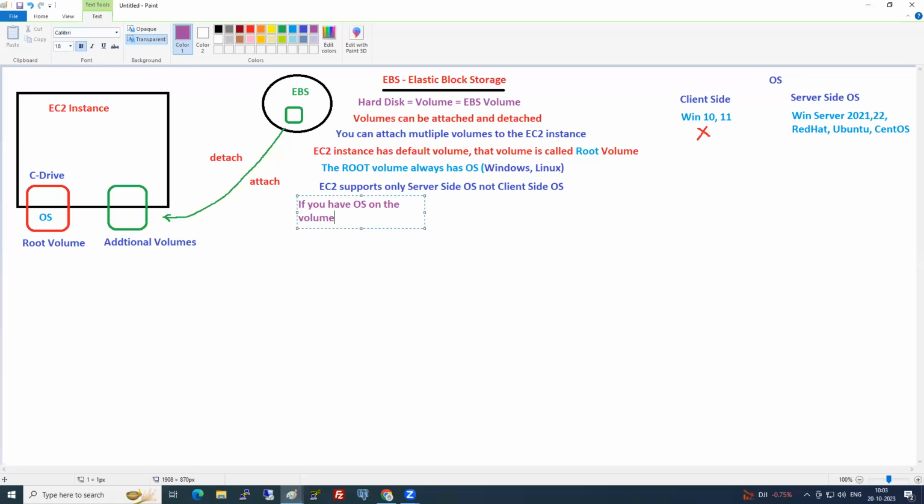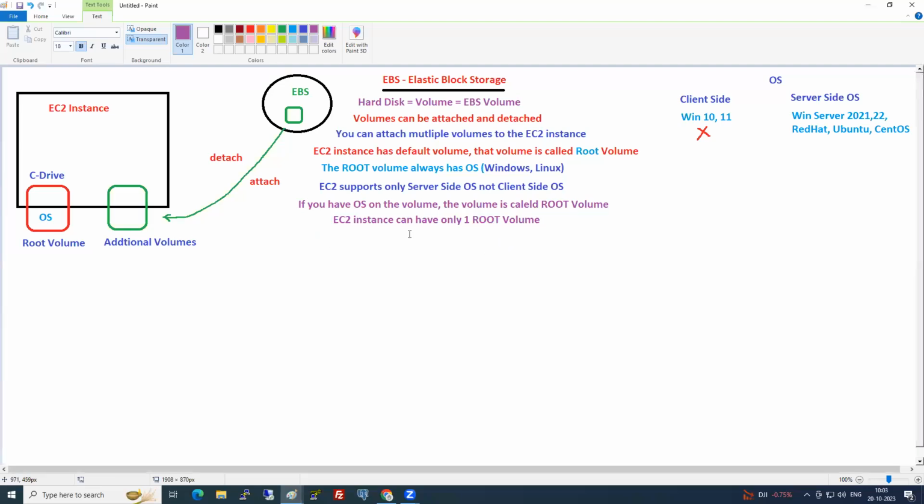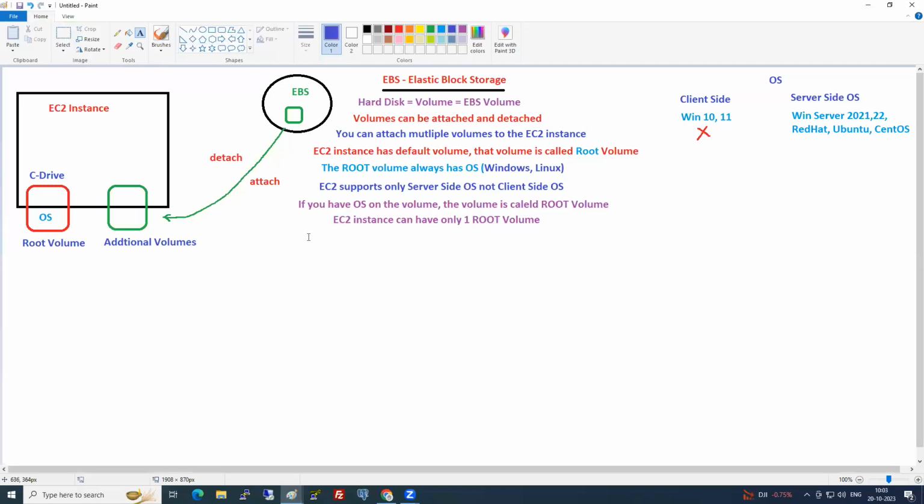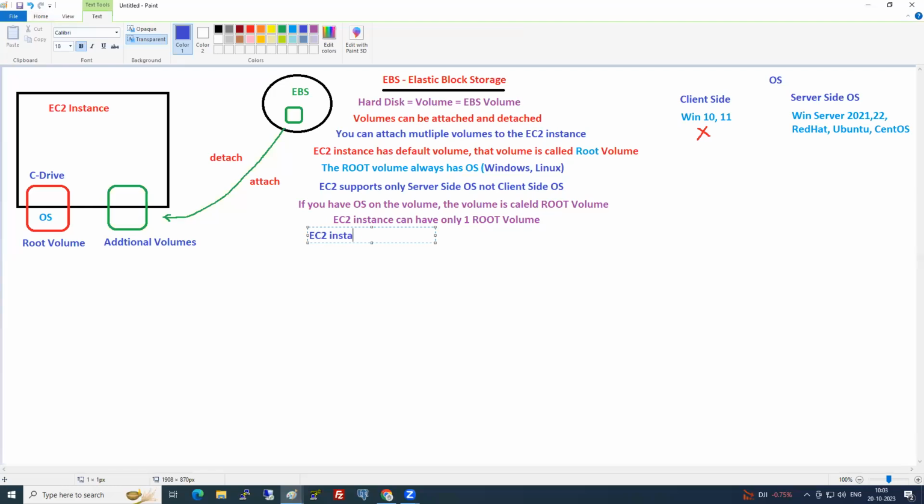If you have the OS on the volume, that volume is called what? Root volume. How many root volumes can you have per instance? Only one. An EC2 instance can have only one root volume. Can an EC2 instance have multiple additional volumes? Yes, D drive, E drive, F drive, whatever drive you want, you can have. So an EC2 instance can have multiple additional volumes.